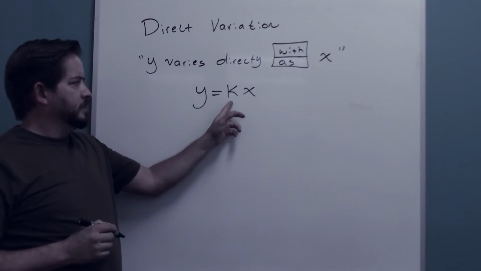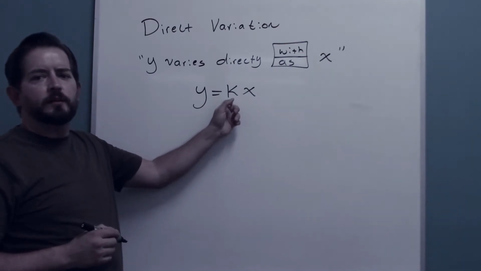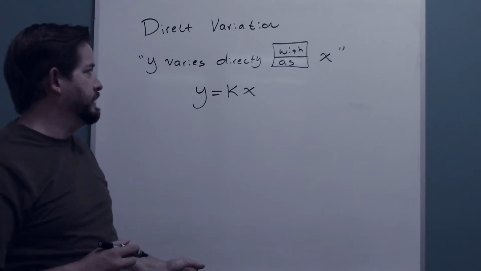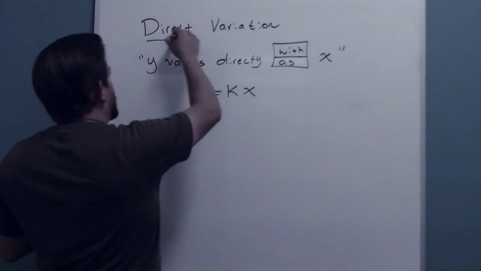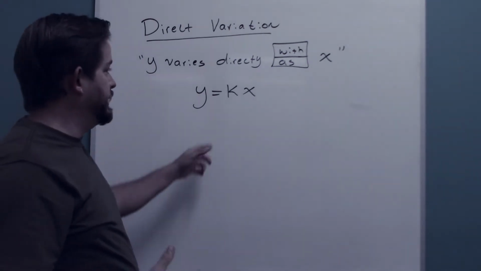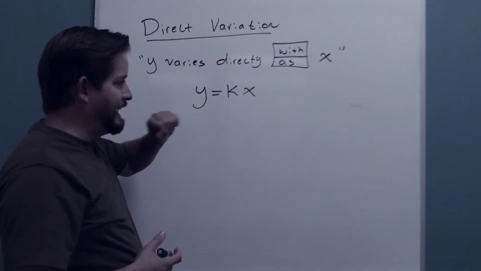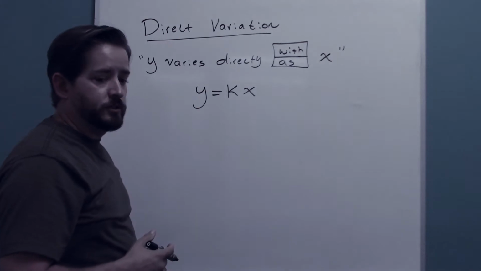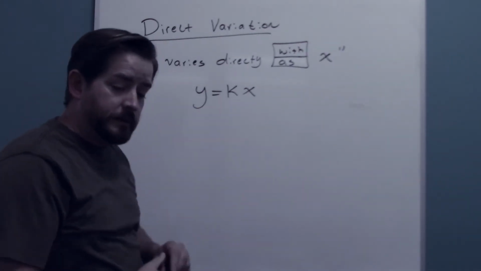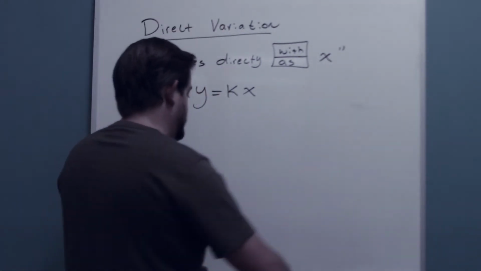Y is some multiple of x. We don't know what that multiple is until we do some work, but it's a multiple of x, right? And this is the direct variation formula. Whenever you hear y varies directly with x or y varies directly as x, this formula should pop up, right? So let's walk through a problem that deals with this and see how we play with it.